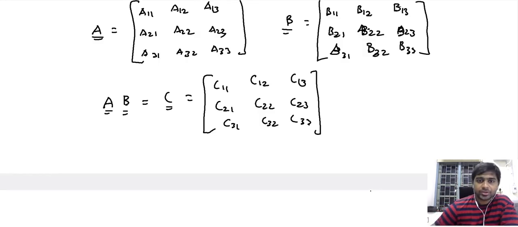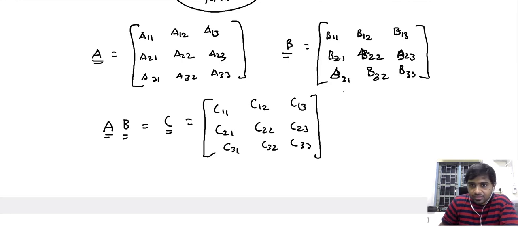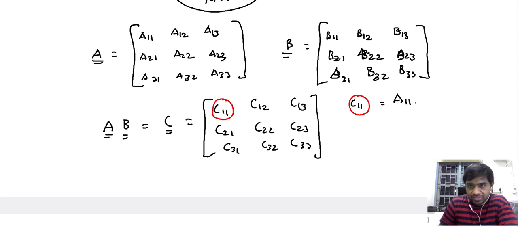Now let us try to express the value of the first element C11. Let us try to understand how we arrive at this C11, which is here. Again, it is rather straightforward. It is matrix multiplication. What we essentially have is A11 B11 plus A12 B21.